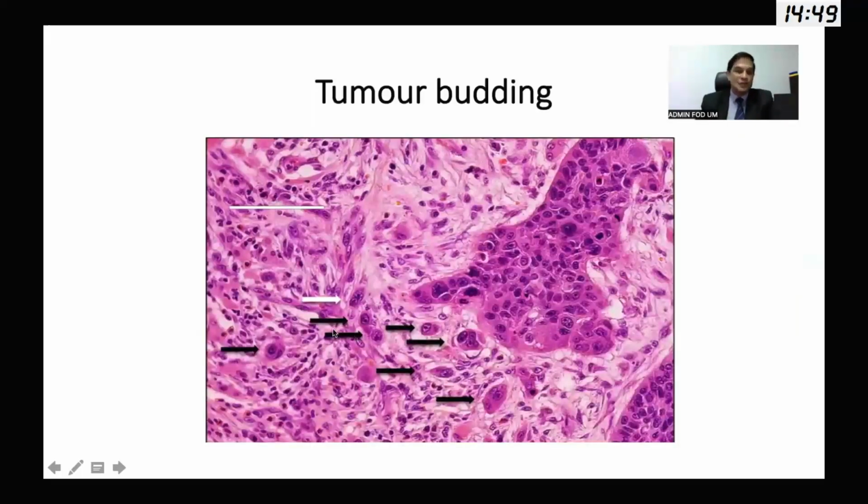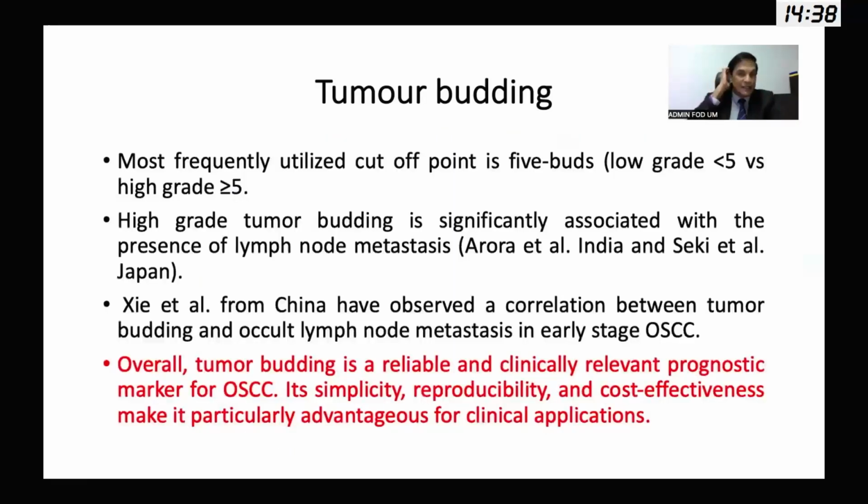This tumor budding, that's also important. A tumor bud is a tumor island of less than 4 tumor cells. This tumor budding has recently been shown to have a very significant prognostic value. Tumors are classified into low grade and high grade according to the number of tumor buds. If there are less than 5 tumor buds at the advancing front, it is low grade in terms of tumor budding. If it is more than 5, it is high grade in terms of tumor budding.